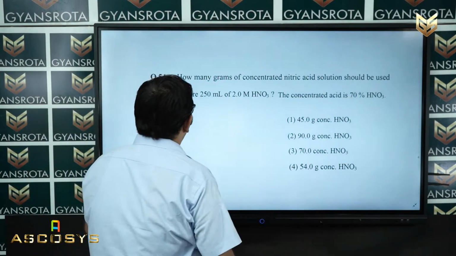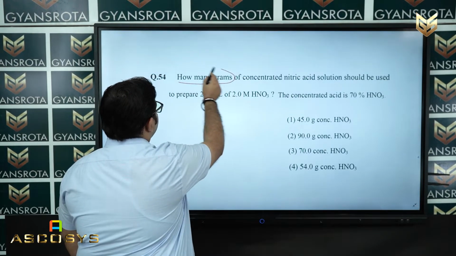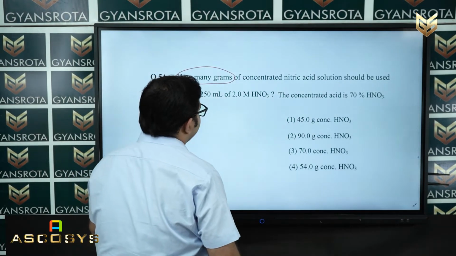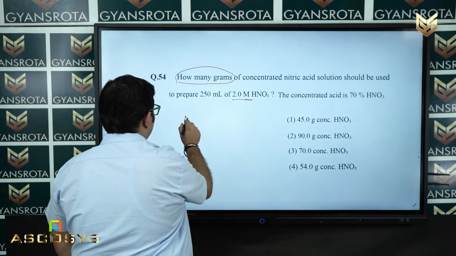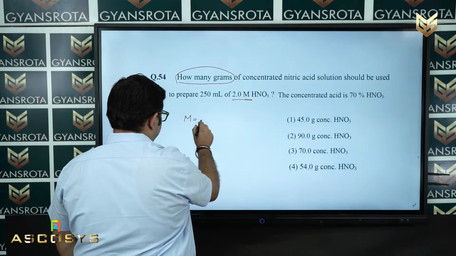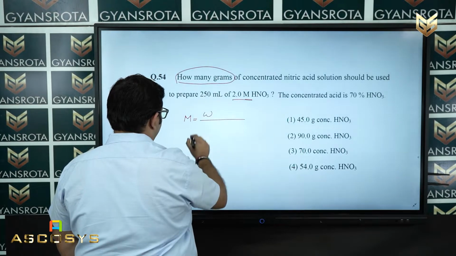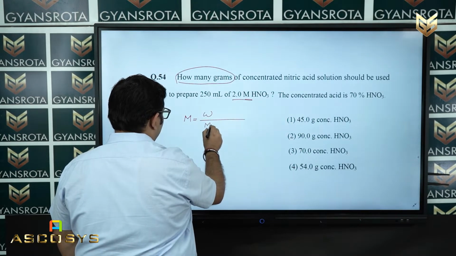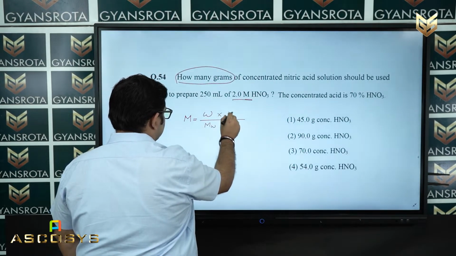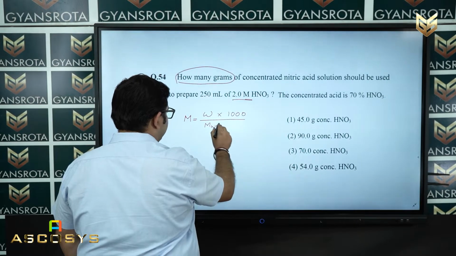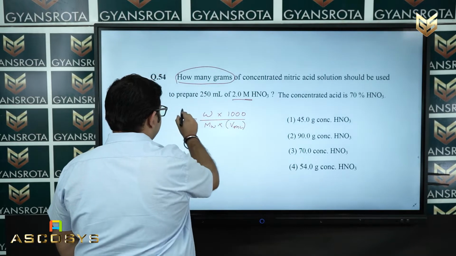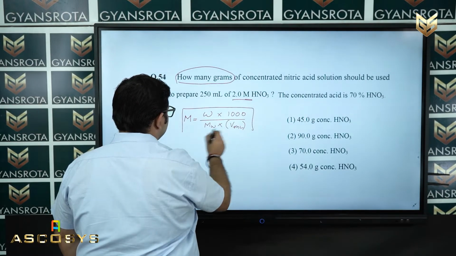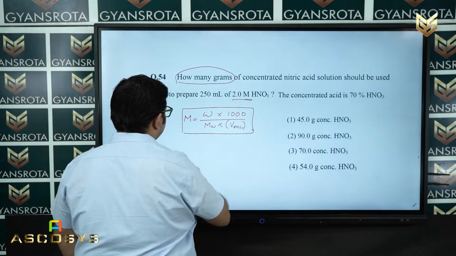They ask how many grams, so we have to find out the weight. Before that, we know the molarity formula. So, what is the molarity formula? M is equal to given weight divided by the molecular weight, into 1000 divided by V in mL. This formula we are going to use to find out the weight.